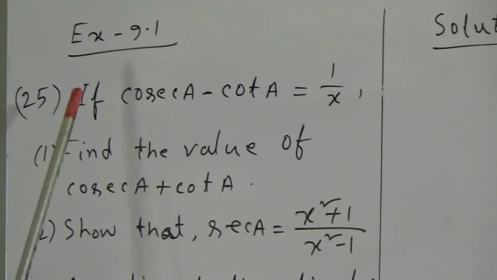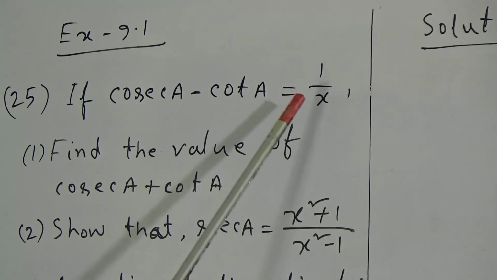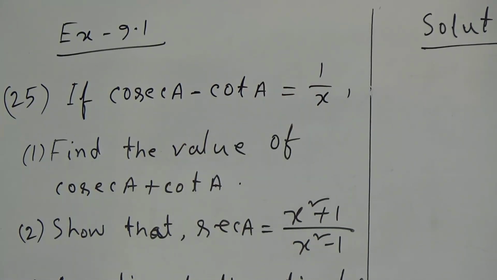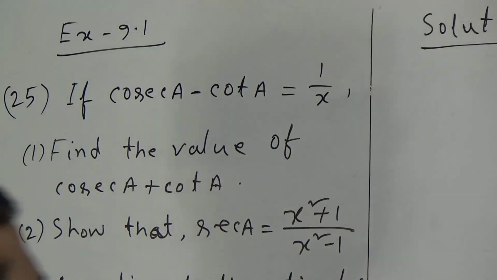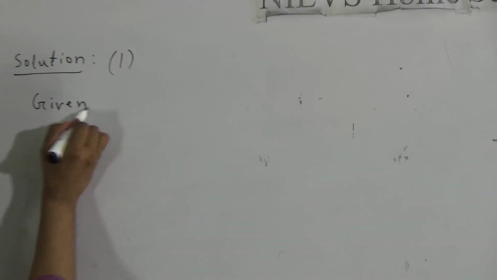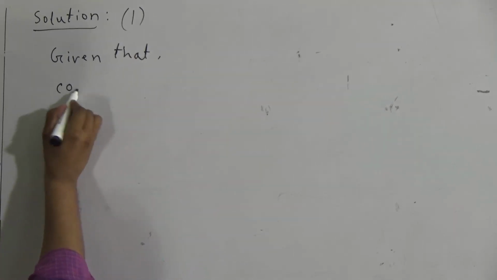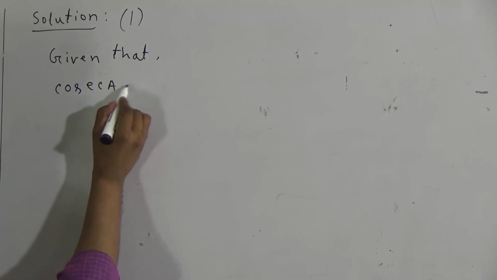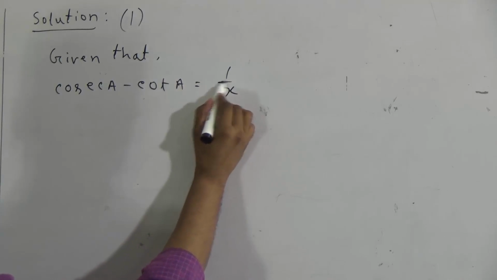Here in the stem it is given that if cosec A minus cot A is equal to 1 by x, and in one number we have to find out the value of cosec A plus cot A. Okay, at first we will solve one number. Given that cosec A minus cot A is equal to 1 by x.